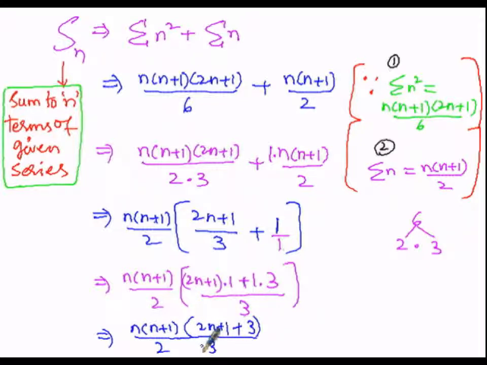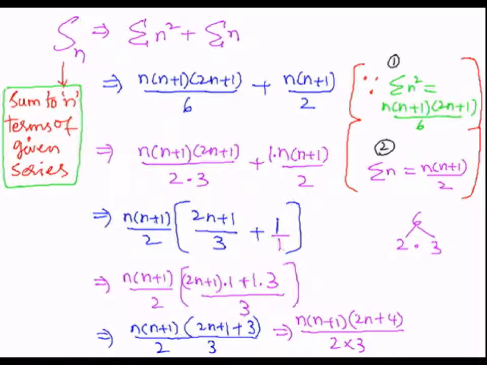Then now the next logical step will be, so that implies n into n plus 1 into 2n. 1 and 3 are constant terms, plus of plus is plus, let us add up, 1 plus 3 is 4, that is plus 4, overall divided by 2 into 3. So we can write it as 2 into 3 in the denominator. Then the next logical step will be S of n, the sum of n terms of the given series, is given by n into n plus 1 into 2n plus 4 divided by 2 into 3.